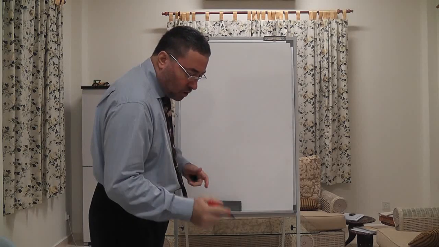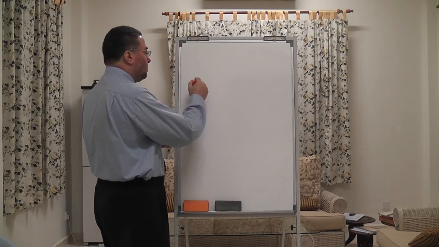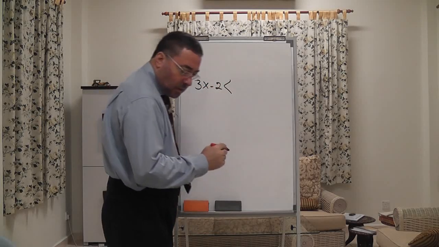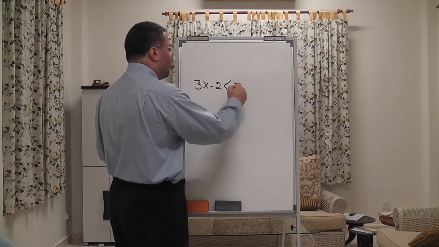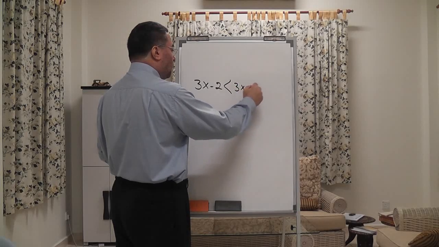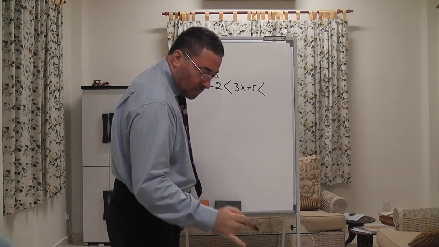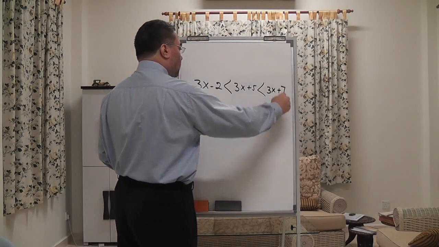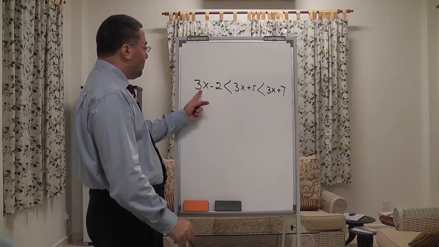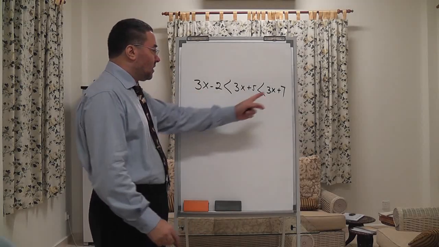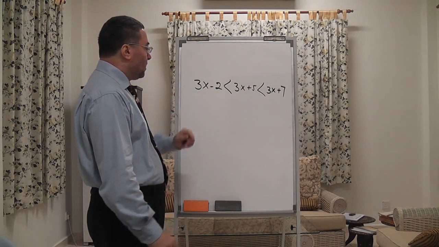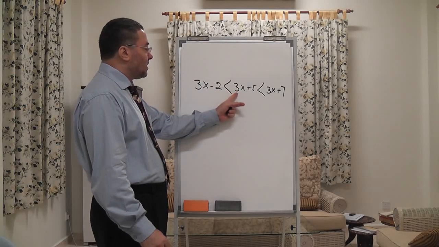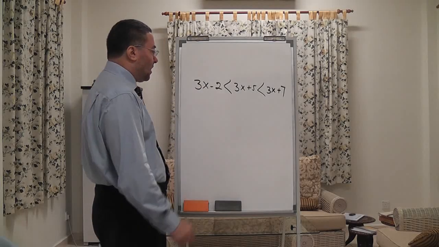Now the second one, 41, 3x minus 2 less than 3x plus 5 less than 3x plus 7. Here we have the same quantity, 3x, 3x, 3x. You're taking away 2 from it, and you're saying that when I take away 2 from it, it's going to be less than when I add 5 to it, and that's true.